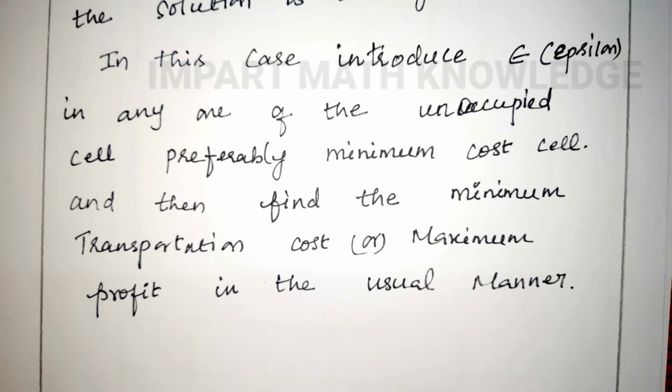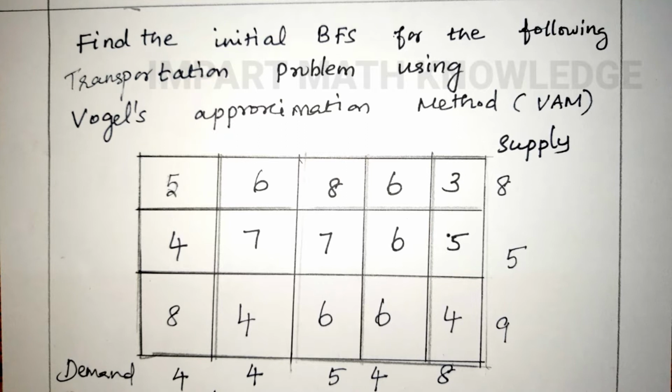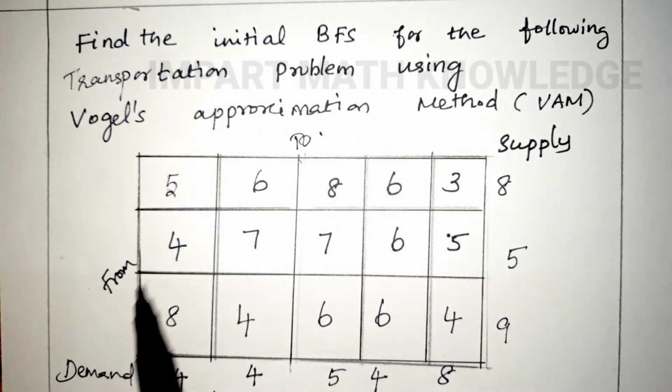After allocating epsilon, you have to find the minimum transportation cost or maximum profit in the usual manner. Epsilon tends to 0 always. Now I am going to explain the degeneracy condition through an example. Find the initial basic feasible solution for the following transportation problem using Ogle's approximation method. In this problem, transportation cost, supply and demand values are given.